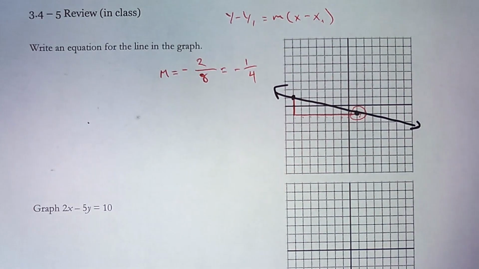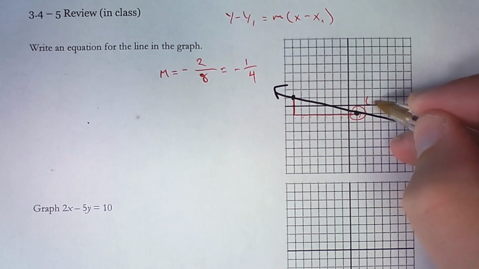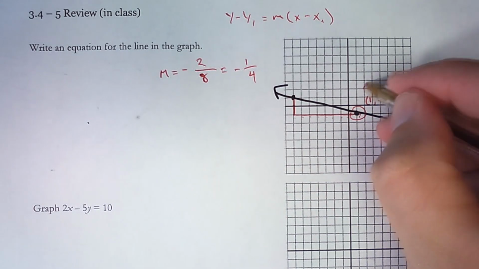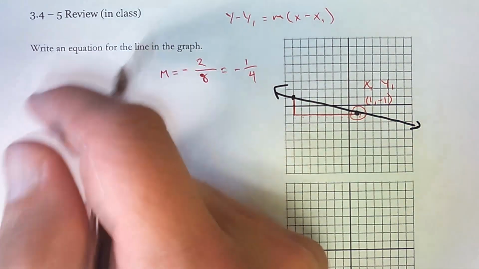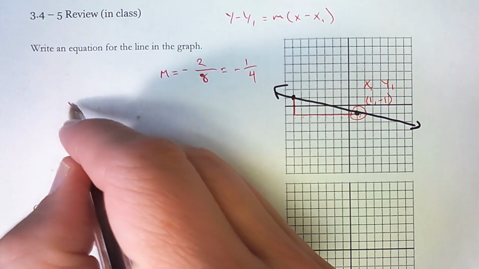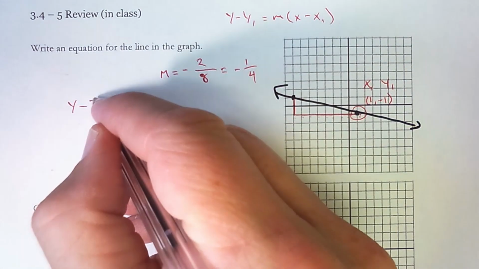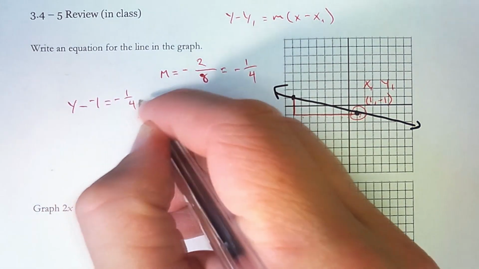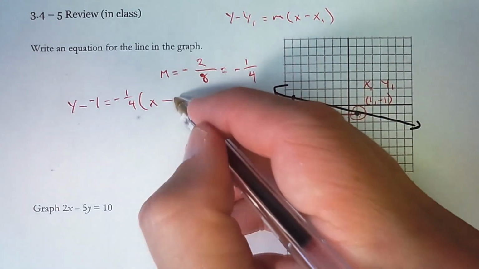Okay, and this point looks like the easier one to use. So this is right 1 and down 1. So I've got a point of (1, -1). And that is my x1 and y1. So for the equation of the line, we'll start with y minus y1, which is -1, equals m, which is -1/4, times x minus x1, which is 1.